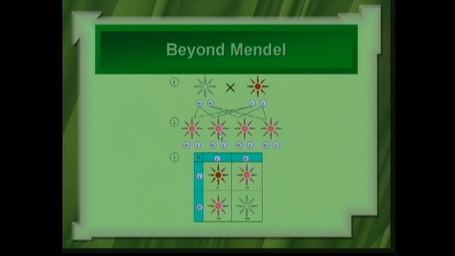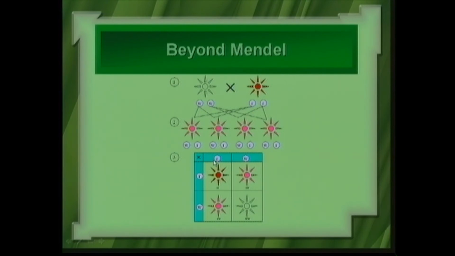Using the same example, a parent purebred for white and the other purebred for red, you cross them together, but all their offspring are pink. Isn't that amazing? So you'll have an intermediate phenotype because neither of the parents in this case are completely dominant.